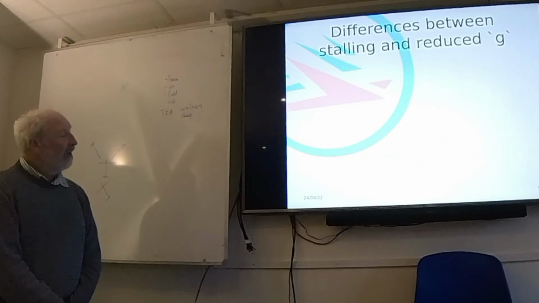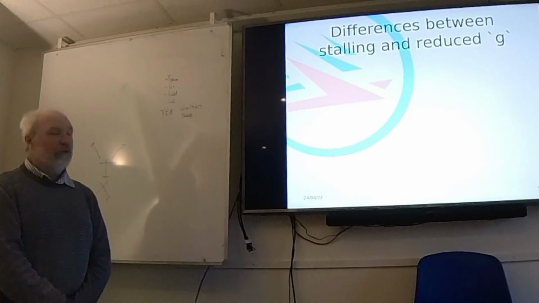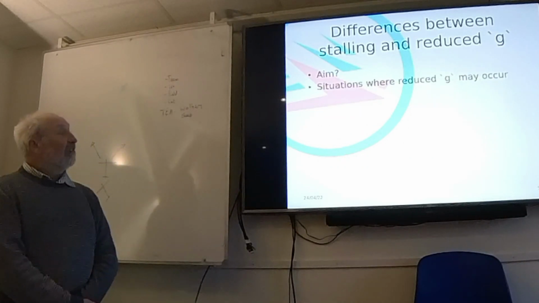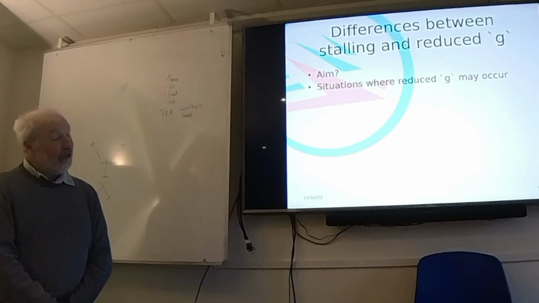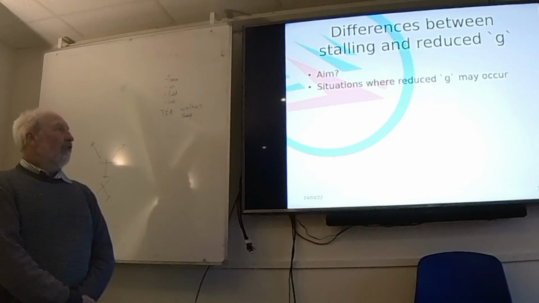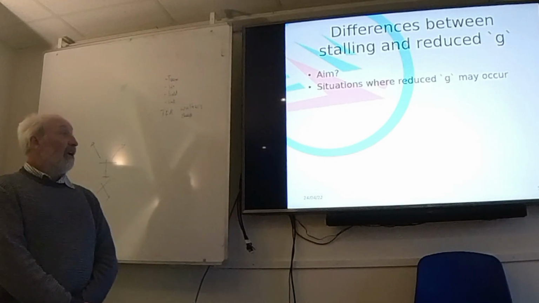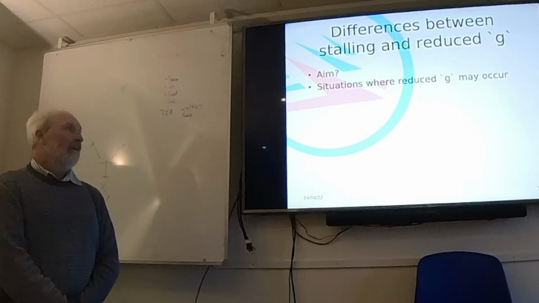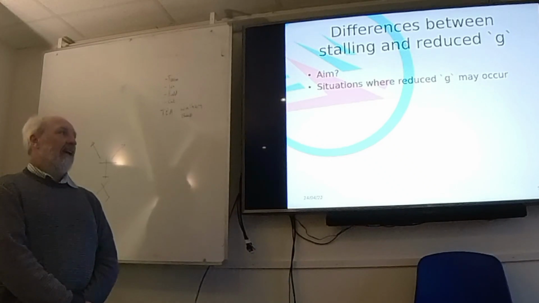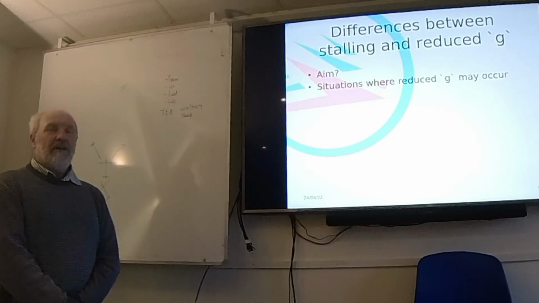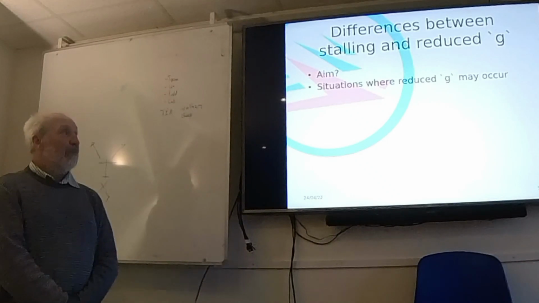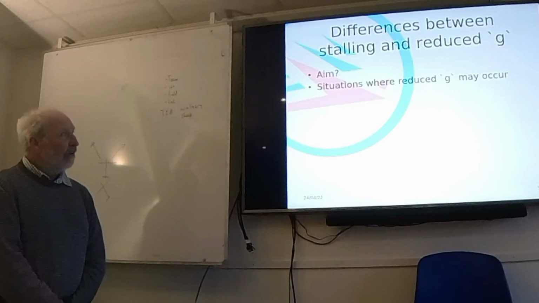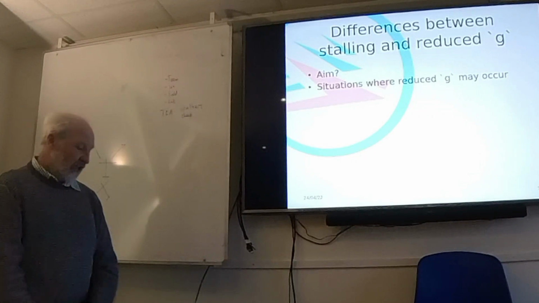So the first one that we often teach students is the difference between stalling and reduced G. The aim of this exercise is to demonstrate the difference between reduced G and a stall. So what situations might we get reduced G? Well, this could include launch failures, flying in turbulence, and flying a Ventus with trailing edge brakes. Simply opening the air brakes can actually produce a significant nose down pitch and reduced G feeling. So there are many situations where we can get reduced G.